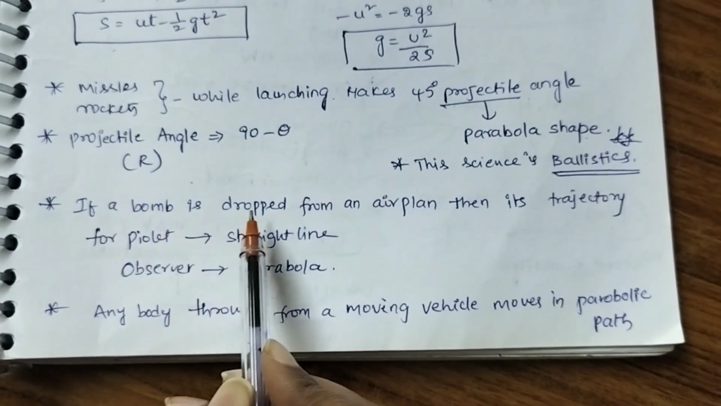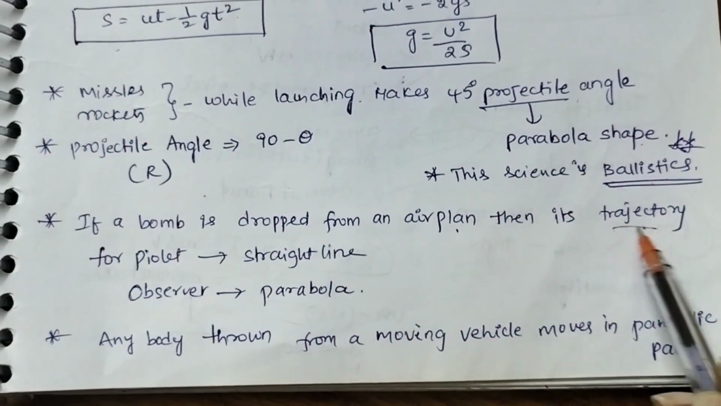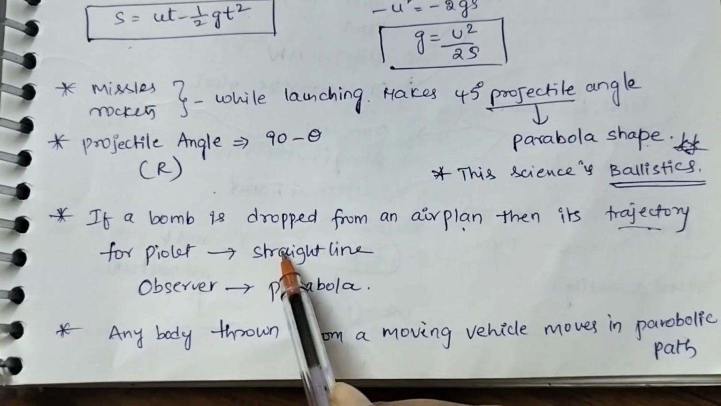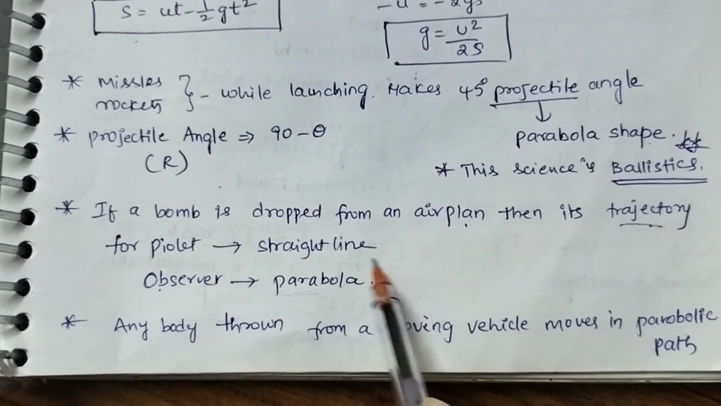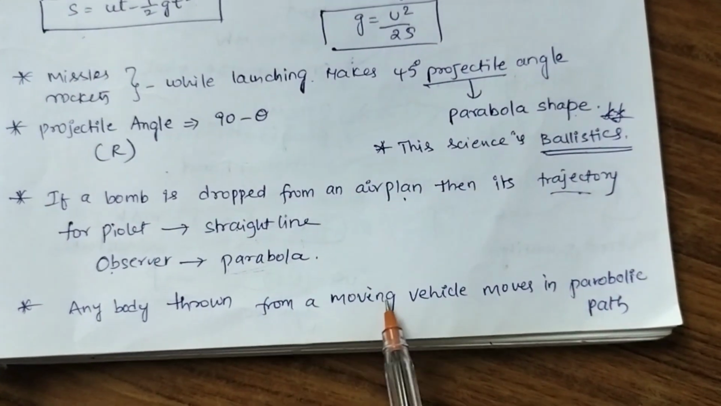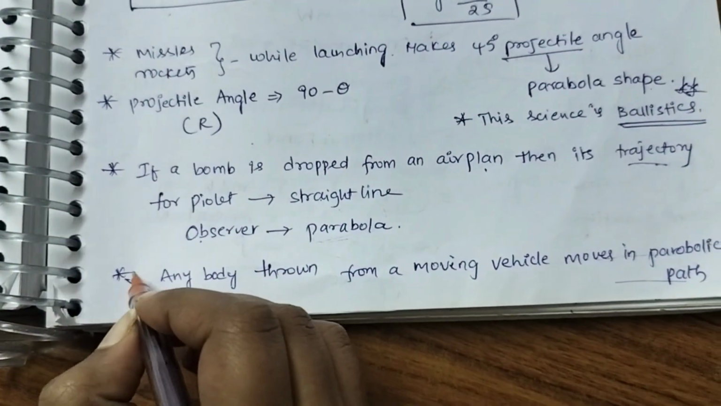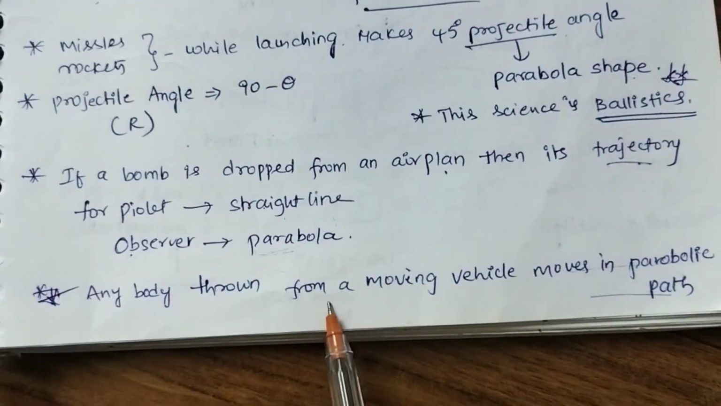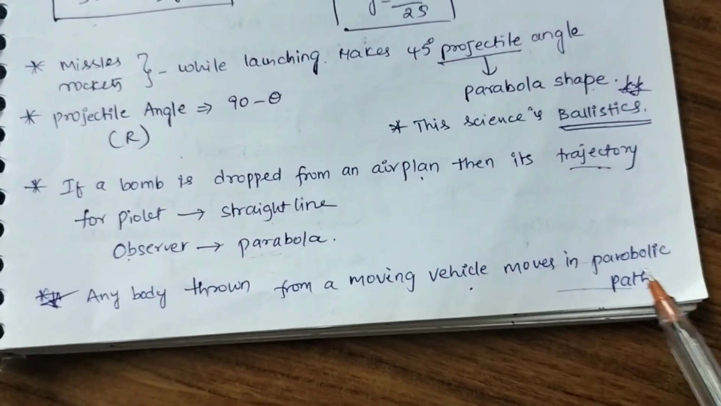Okay. If a bomb is dropped from an aeroplane, then its trajectory, meaning its shape, for the pilot travels in a straight line, but for the observer it will be in parabola shape. Any body thrown from a moving vehicle moves in a parabolic path. This is the point we should remember.